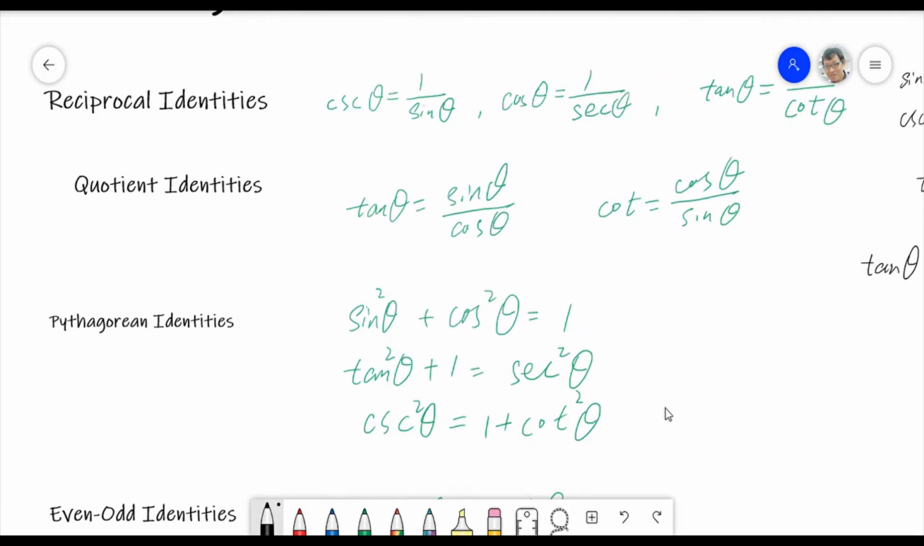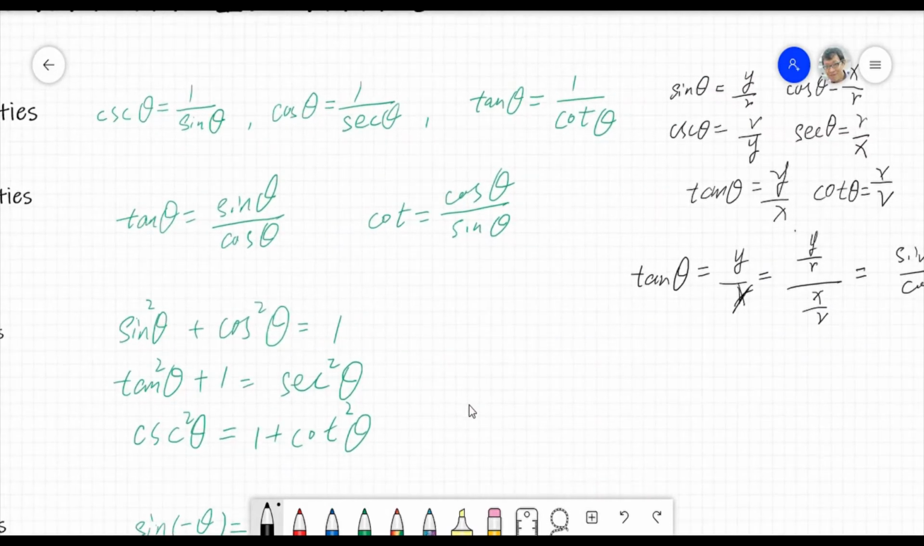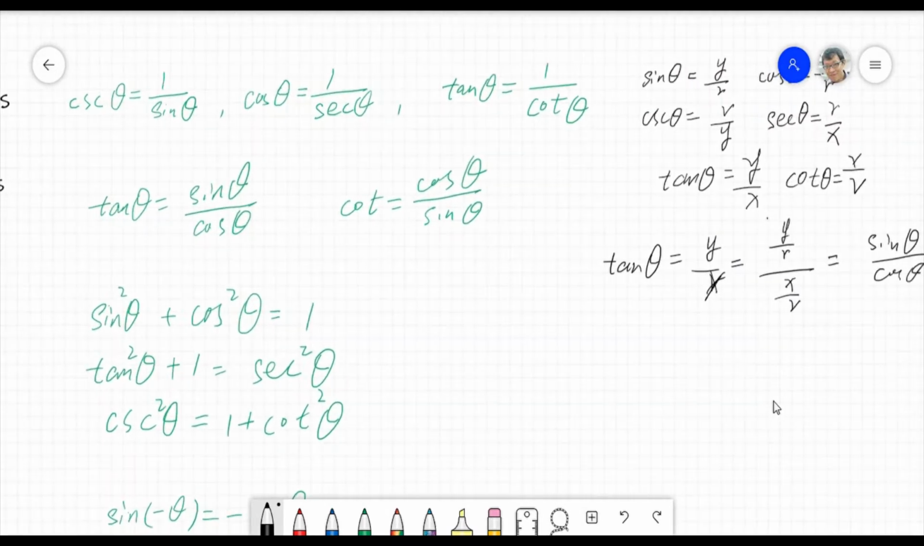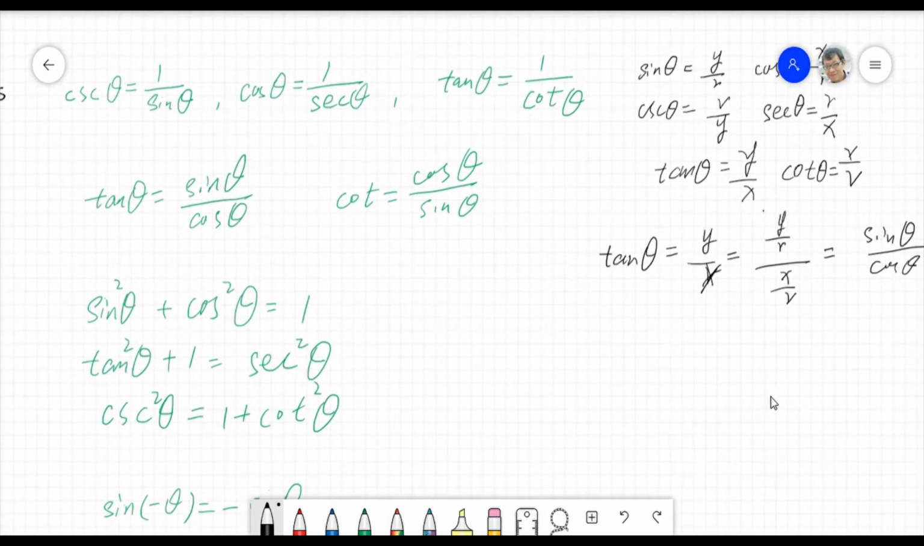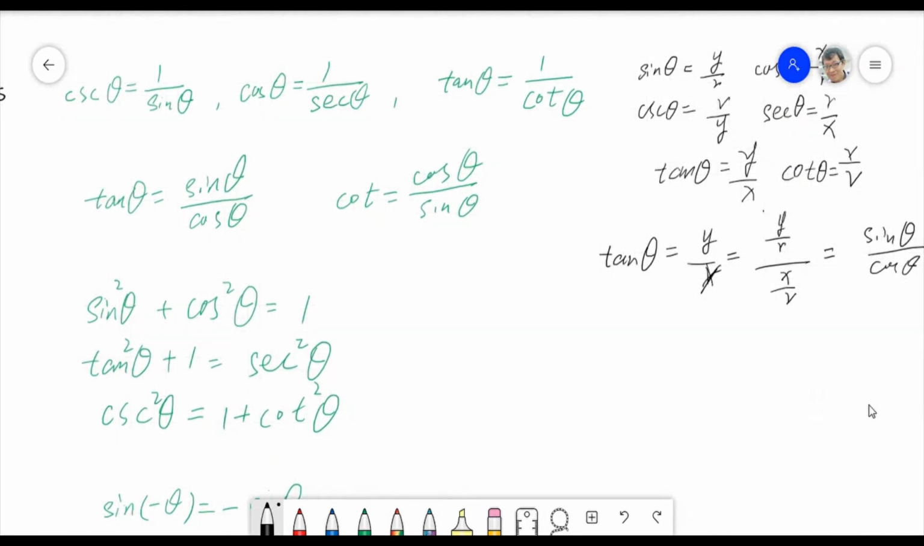Okay, remember this. But how to prove that? Let's see the first one. Sine squared theta plus cosine squared theta. Sine theta equals y over r, squared, and cosine theta is x over r, squared. This equals y squared plus x squared over r squared. Is this equal to 1?